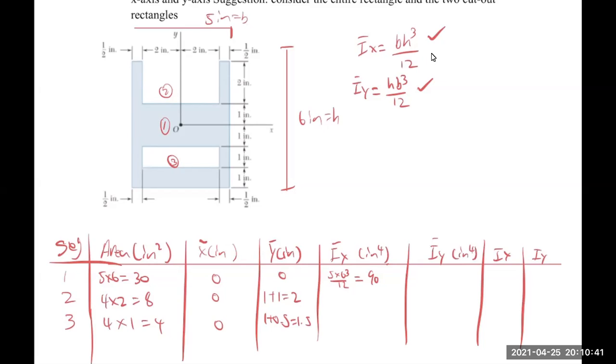Then for segment 2, the base will be 4 multiplied by 2 cubed over 12, which is 2.67. Oh, my bad, I wrote a square here; it should be cubed. And then for segment 3, it will be 4 multiplied by 1 cubed divided by 12, which would be 0.33. And then for the I bar y, same thing, but just flip these two values. So it'll be 6 multiplied by 5 cubed over 12.